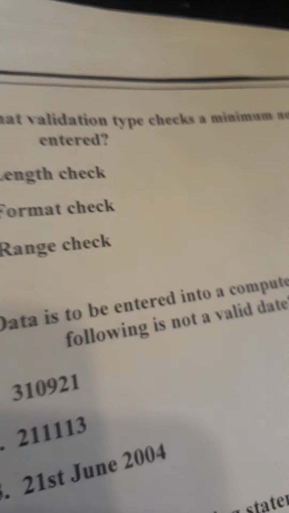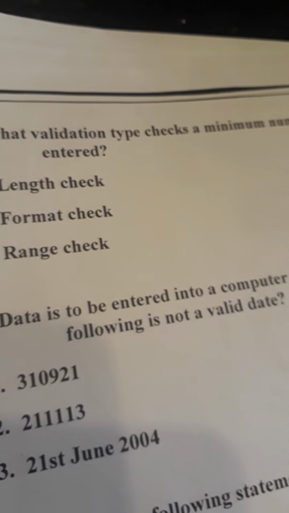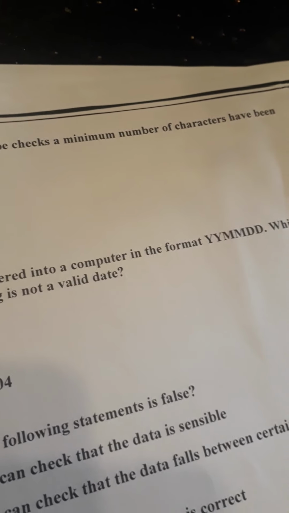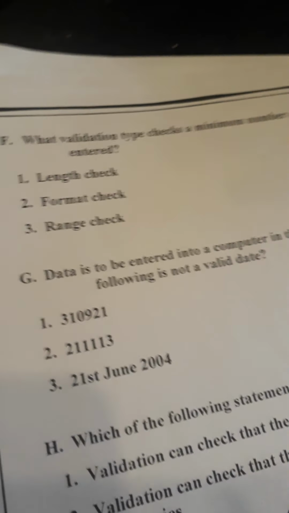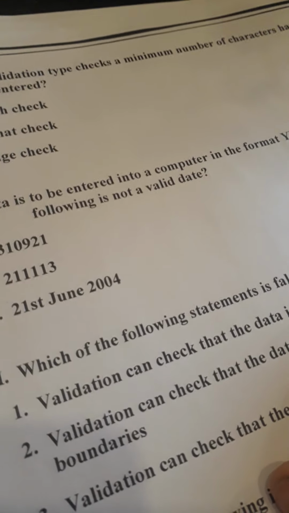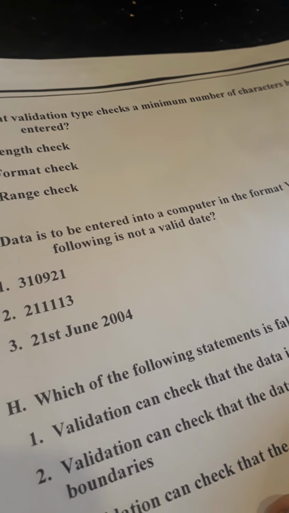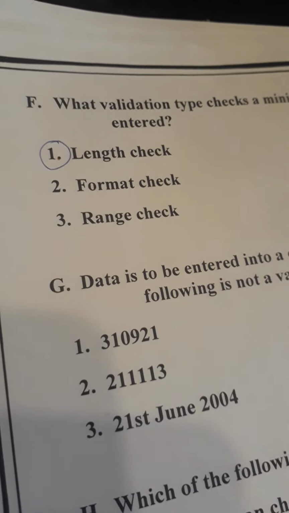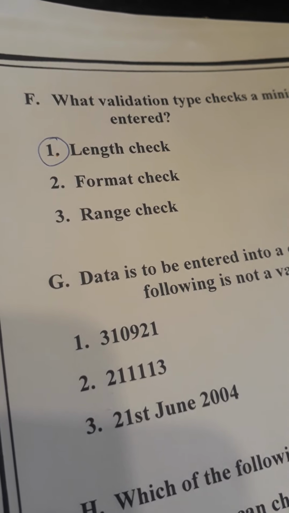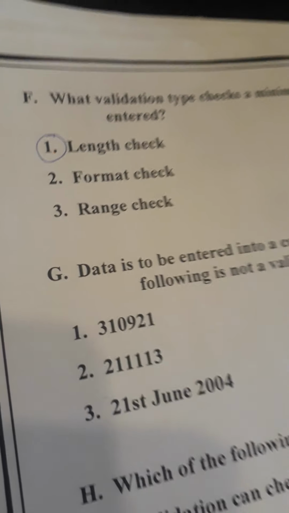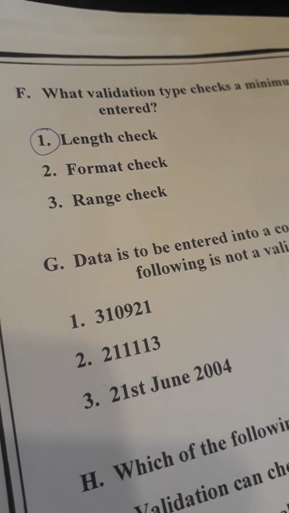Now, go to page 21. Let's see question F. What validation type checks a minimum number of characters have been entered? The minimum number of characters is the length check. Okay? The length check. It checks the length of the field. At least we have here 3 characters.